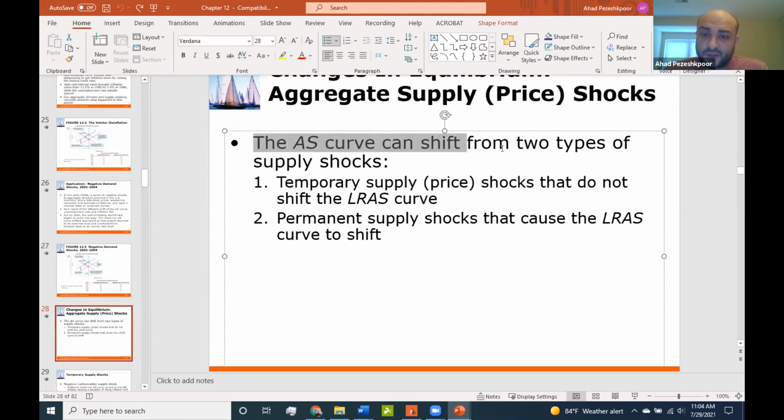The aggregate supply curve can shift from two types of supply shocks. First of all, temporary shocks that do not shift the long-run aggregate supply, or permanent supply shocks that cause the long-run aggregate supply curve to shift. This could be a good thing or could be a bad thing. For example, I think it was before 2008, oil prices were like $120 per barrel. It was super high.